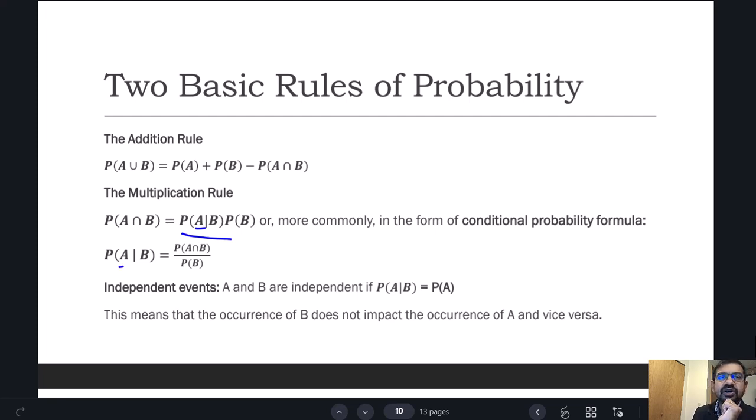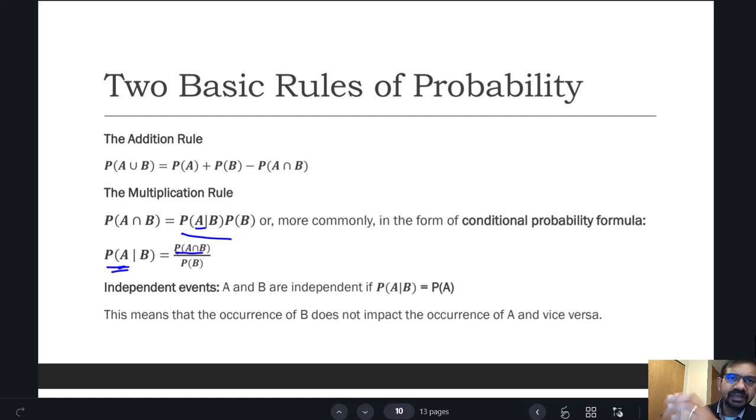A more common form in which we see this rule is the conditional probability formula, which says that probability of A, and this line means conditional on. So the previous event that has happened is B. So this is asking what is the probability of A conditional on B? And that's given by the probability of A intersection B divided by the probability of B. So B is what is also called the marginal probability. It is probability of event B happening. And given that B has happened, what is the probability of A is what this formula is trying to get to.